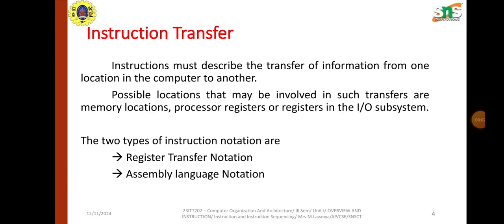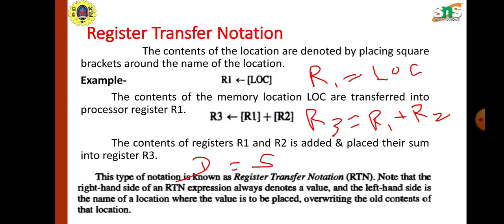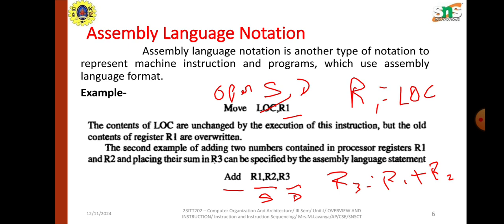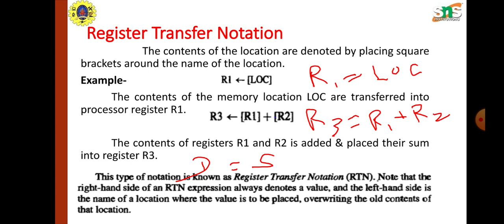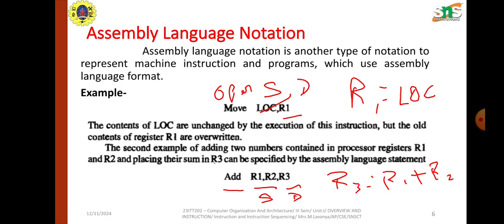Hi everyone, this is the continuation of assembly language notation. We have already seen register transfer notation and what assembly language notation is. Register transfer notation, as I have said earlier, is nothing but the source address placed within square brackets, and the destination on the leftmost side, with an arrow mark used to indicate an assignment operation. Okay.